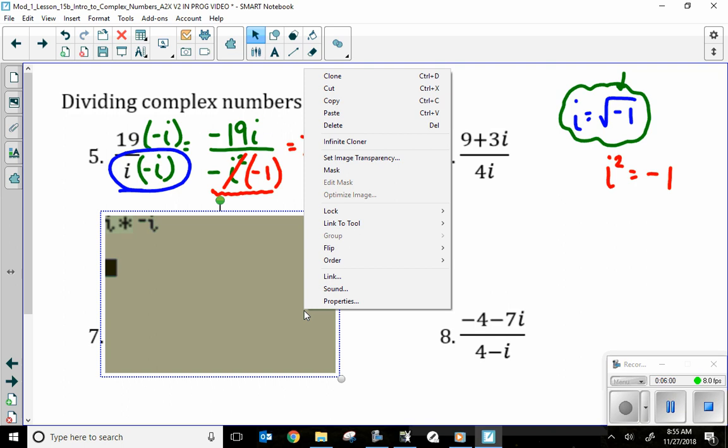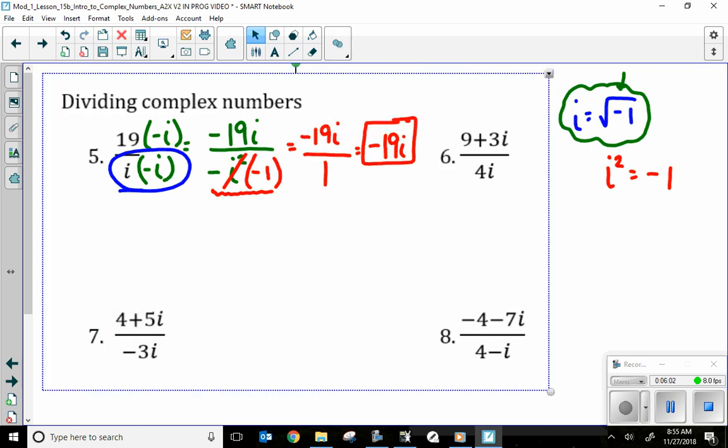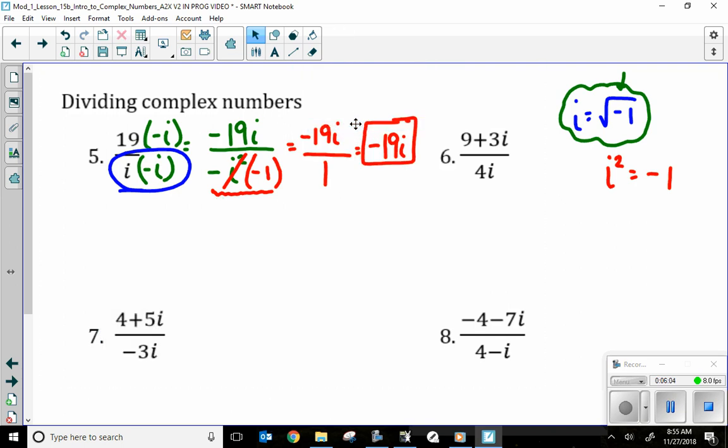But for basic math, the calculator should be used for checking, okay? Because you want to be good. You want to be sharp, all right? Let's take a look at number 6.